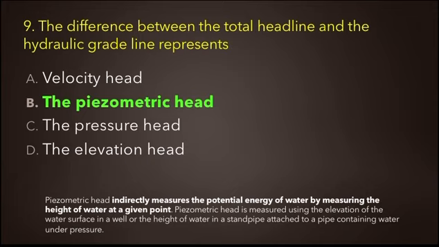Piezometric head. Piezometric head is indirectly measuring the potential energy of the water by measuring the height of water at a given point. Piezometric head is measured by using the elevation of the water surface in a well or height of water in a standpipe attached to a pipe containing water under pressure.